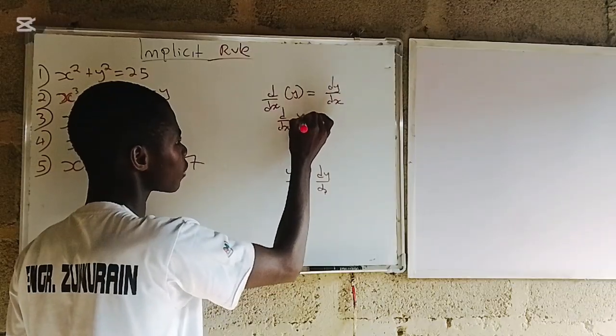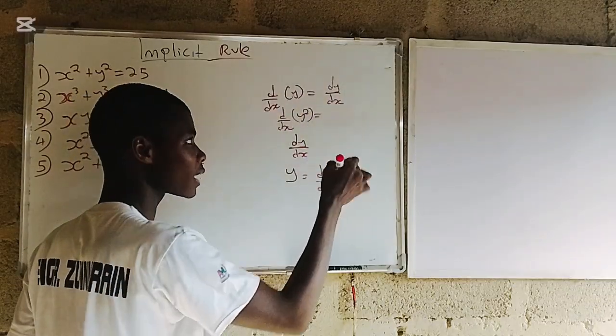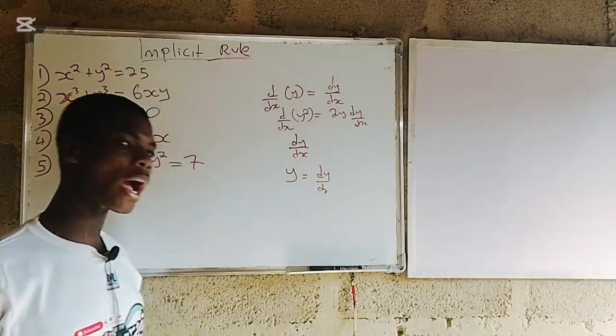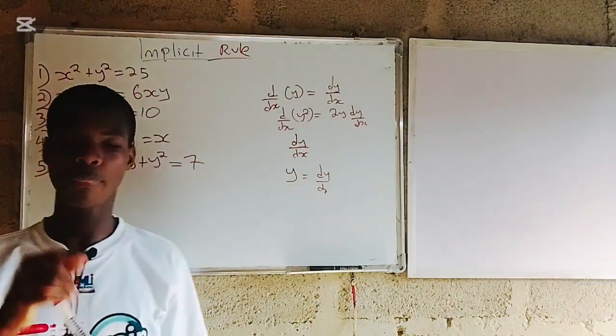Suppose d dx of y squared, this is the same thing as saying 2y, then I have to add dy by dx. So this is the implicit rule.